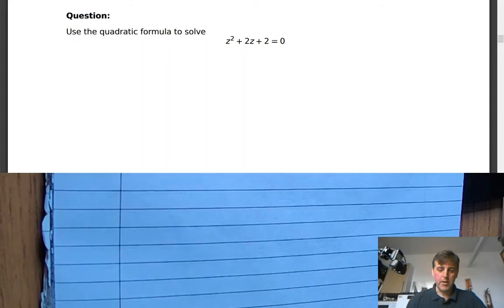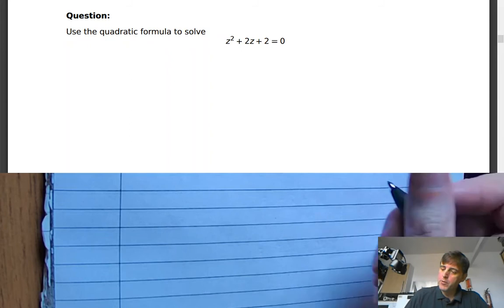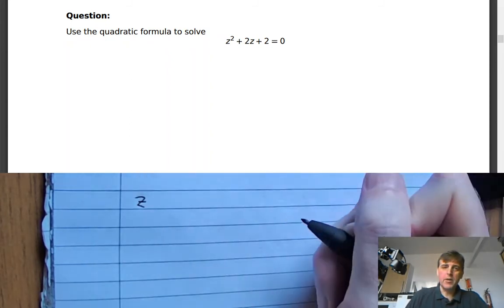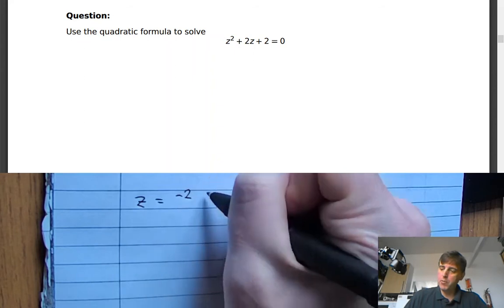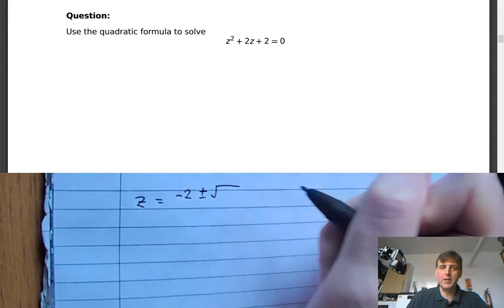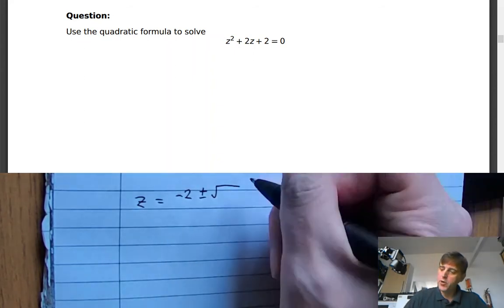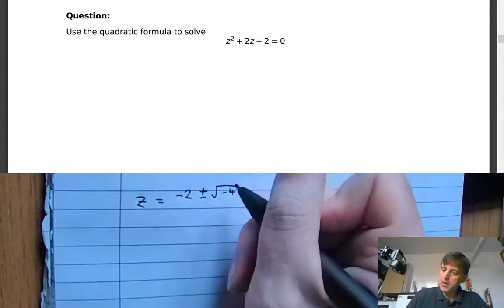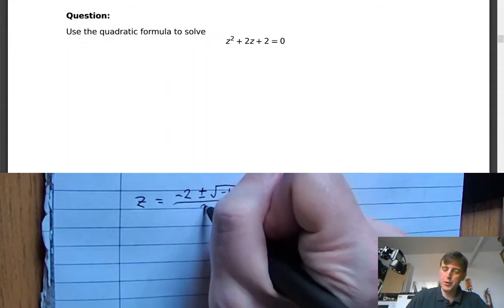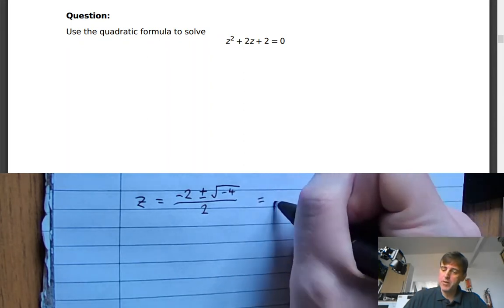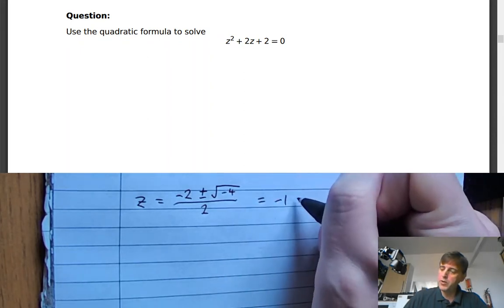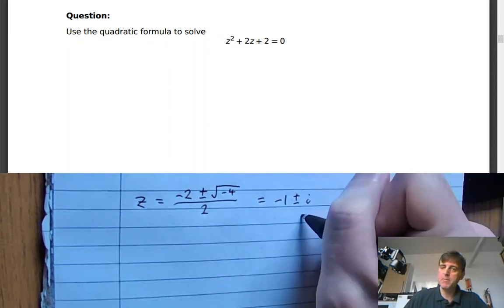Here we go then with the answer to this one. So using the quadratic formula, we should end up here with z equals -2 plus or minus the square root of, and when you work out that discriminant, you should end up with -4, and that's all over 2. And then if you simplify that down, you should have ended up with the answer -1 plus or minus i.